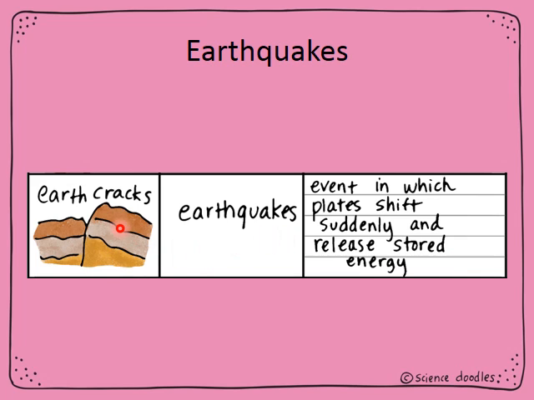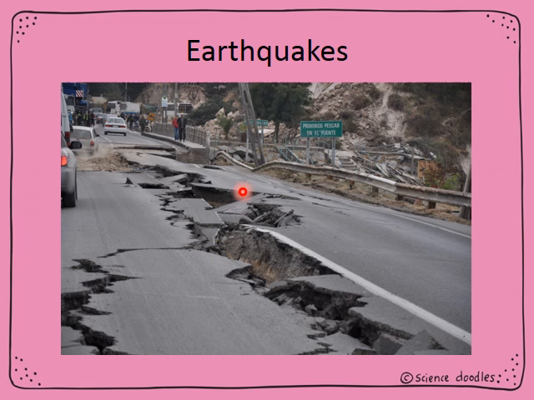So here we have one plate on the right, one plate on the left, and they have shifted. This plate on the right has moved upwards, and that has created an earthquake. And here's a real life example of that.